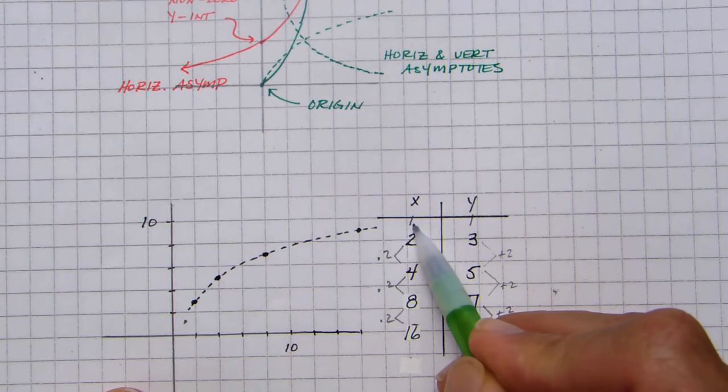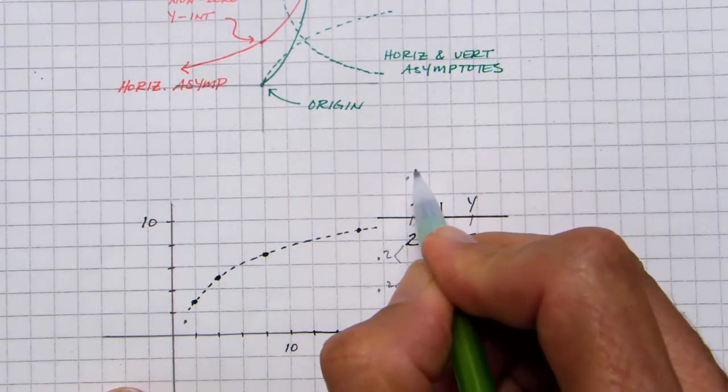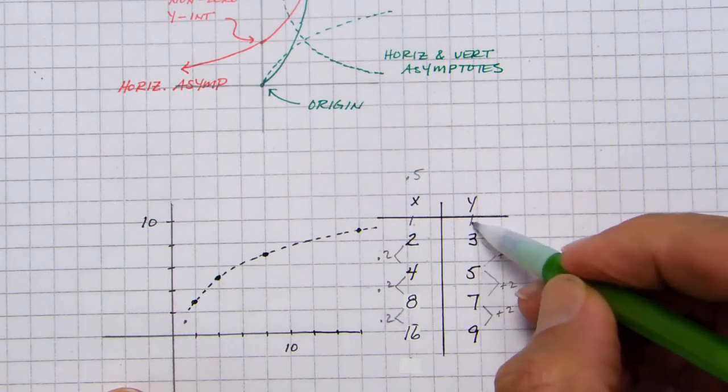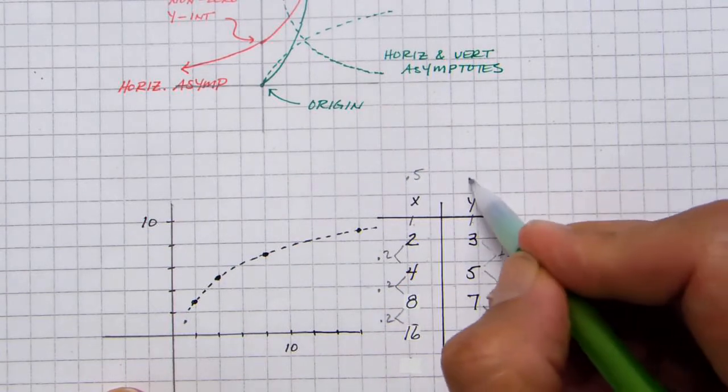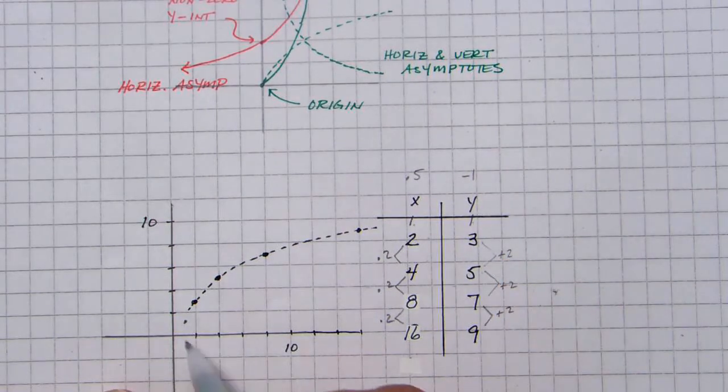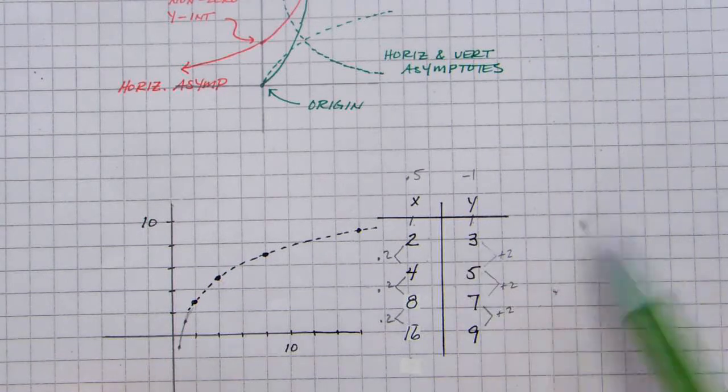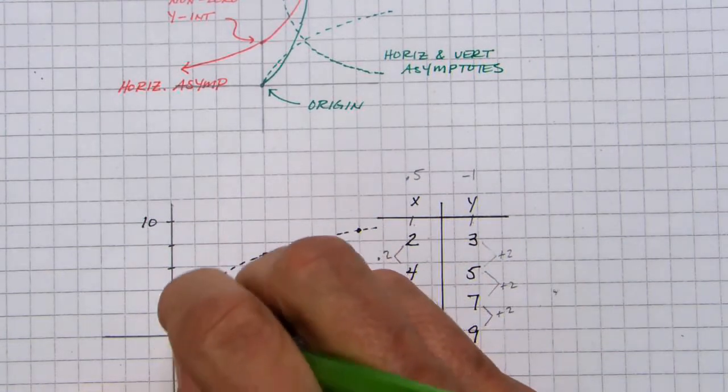If I cut that in half again, that would be 0.5. And then if I subtracted 2 again, that would be -1. So I get 0.5, 0.5, -1. So it's not looking like I'm going to hit the origin. So it really is not a power function, either in terms of pattern or in terms of look.